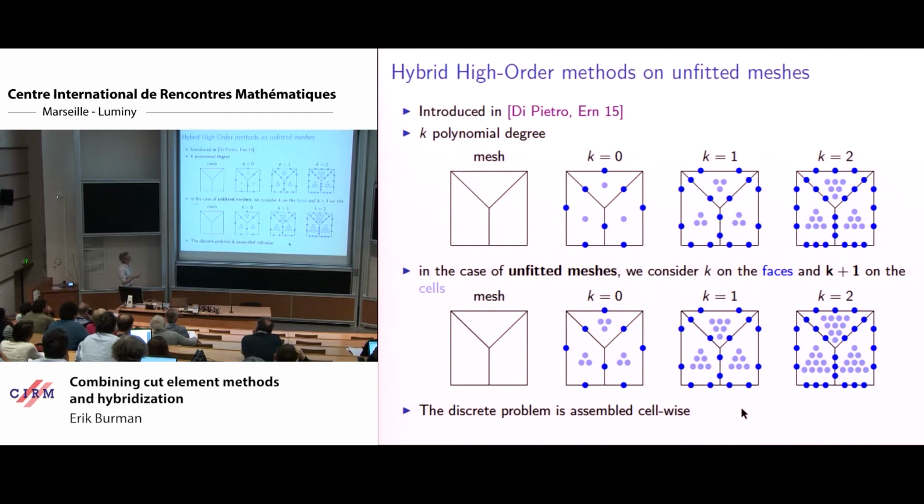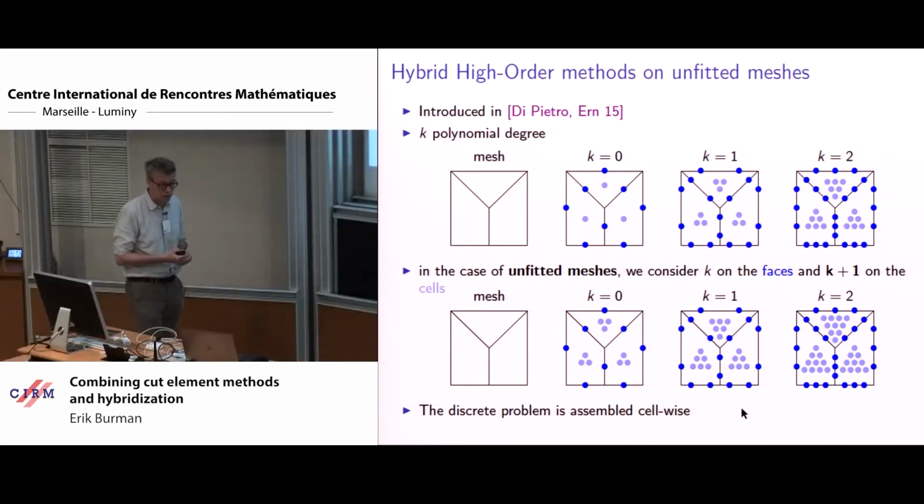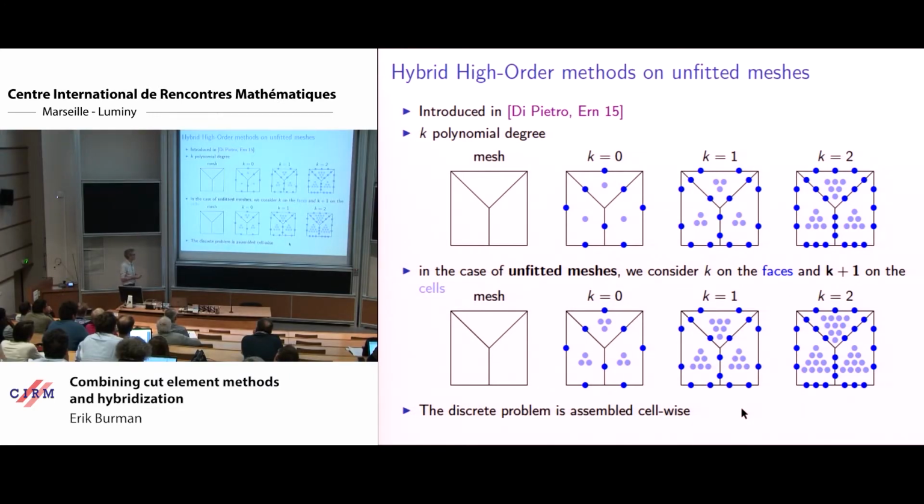if you have K equals 0, then you have piecewise constants on the faces and in the cells, and if you have piecewise linears, you have linears on the faces and in the cells, and then you can get superconvergence using the properties of the reconstruction and the stabilization. We cannot do that in that form here when we have unfitted meshes, so we need to use K equals 0 on the faces and piecewise linears inside the elements. And the discrete problem will be assembled cell-wise.